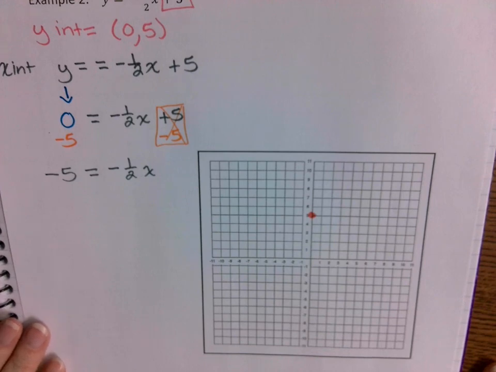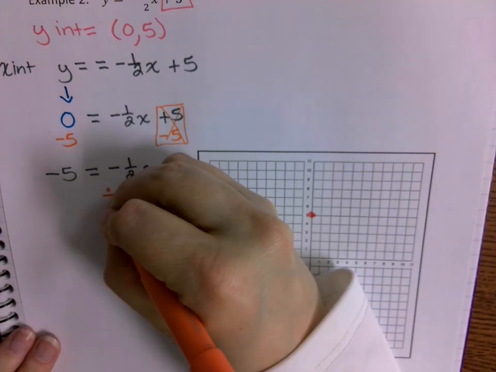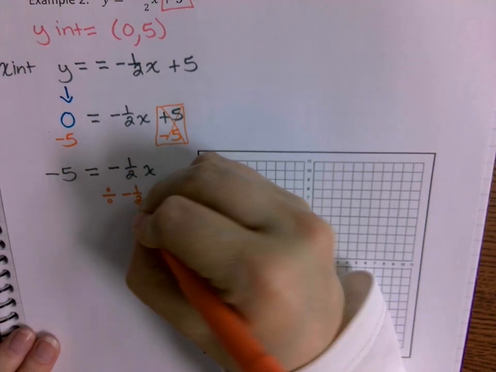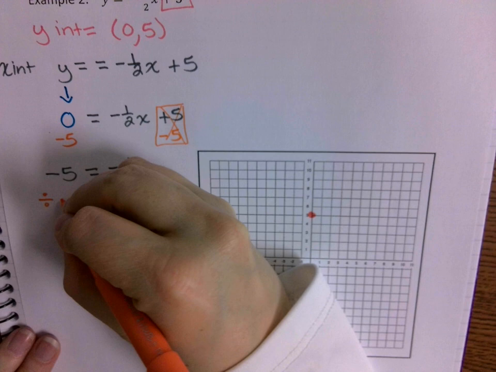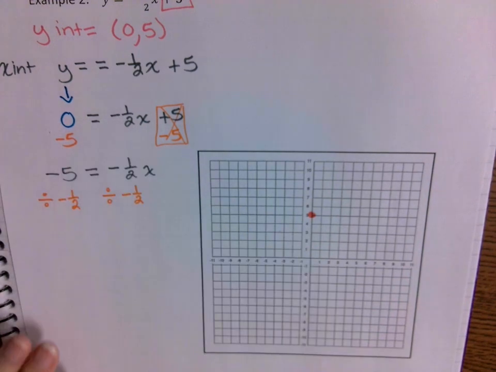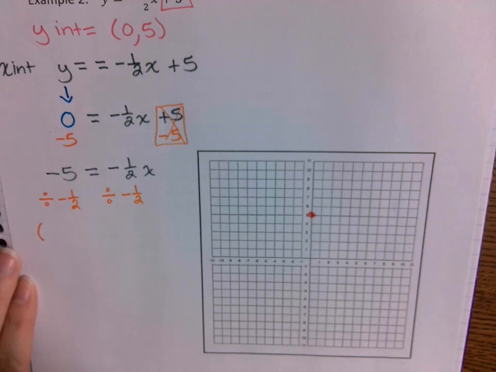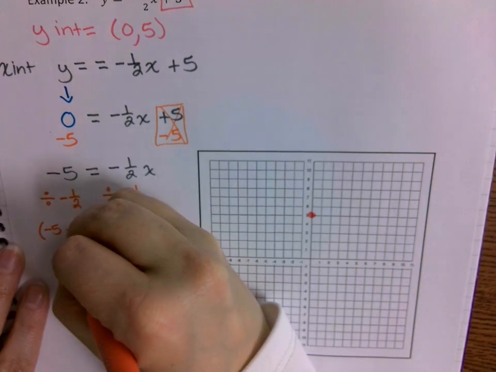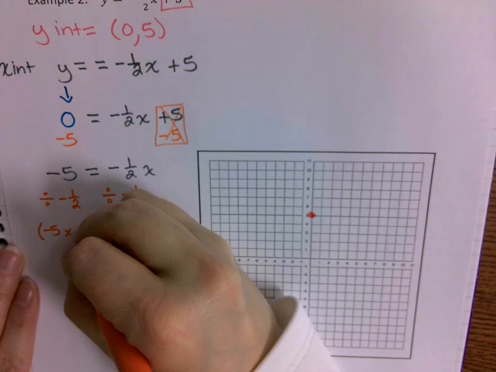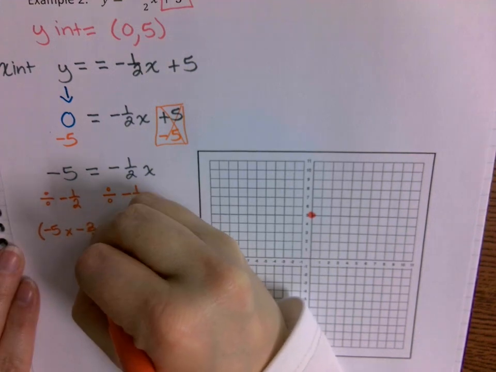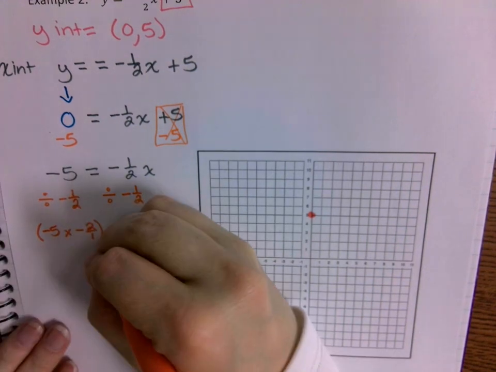Okay, good. And we're going to divide it by negative 1/2. But again, what is division for fractions? Multiplication. So really, in parentheses, I'm going to write down that we're really doing negative 5 times a negative 2 over 1, or just a negative 2. We're really doing negative 5 times negative 2 over 1.